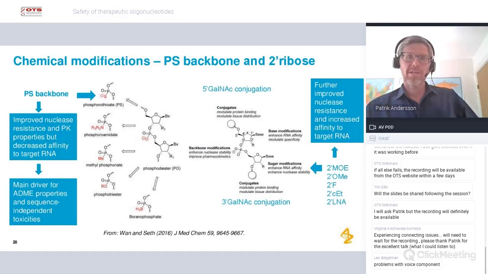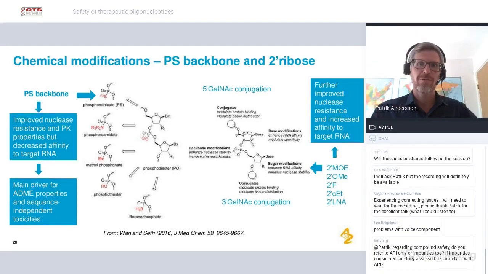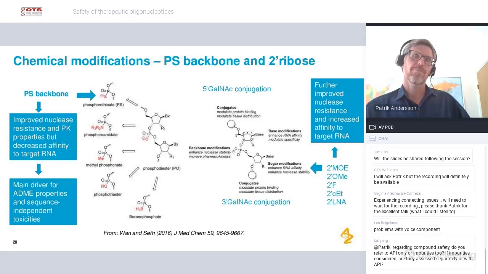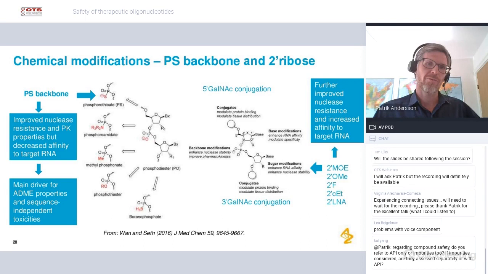So, chemical modifications having an influence on the safety. There are three main areas where you can make chemical modifications. One is in the backbone, the phosphothioate backbone. This is probably one of the very most important chemical modifications. It's an old one, but it really allowed the oligos to go in vivo. It improves nuclease resistance and improves PK properties in vivo, but it also results in some decreased affinity to the target RNA.